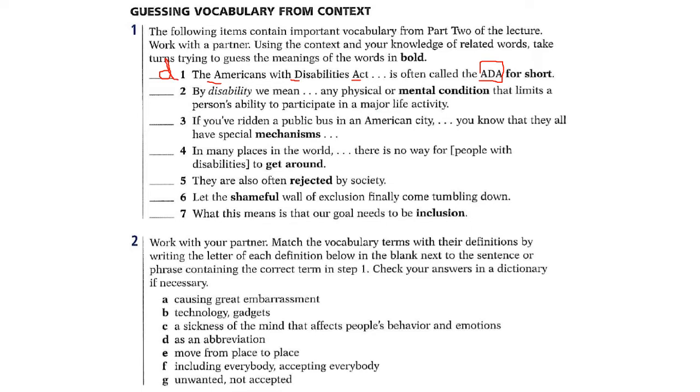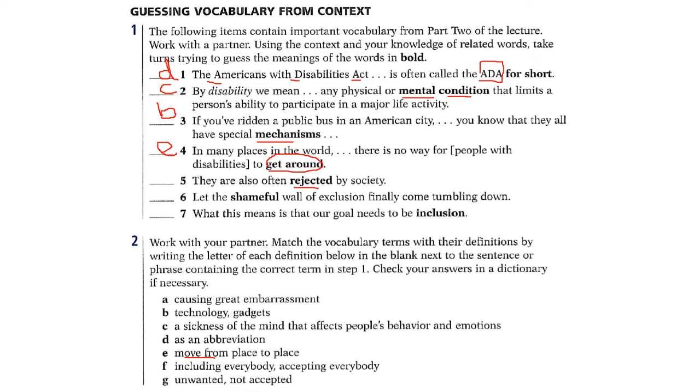Now, disability, we can mean physical or mental condition. Mental is always about the mind. So a mental condition is a sickness of the mind that will affect people's behavior or emotions. Mechanism, you might think of mechanic. A mechanic is somebody that fixes machines. So you might have got that mechanisms is the idea of technology or gadgets. Get around. Around is talking about moving. So you might have been able to match move from place to place.